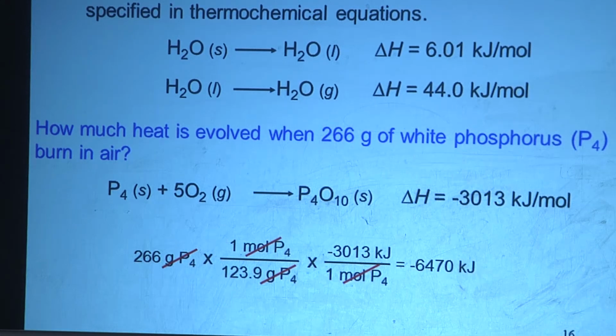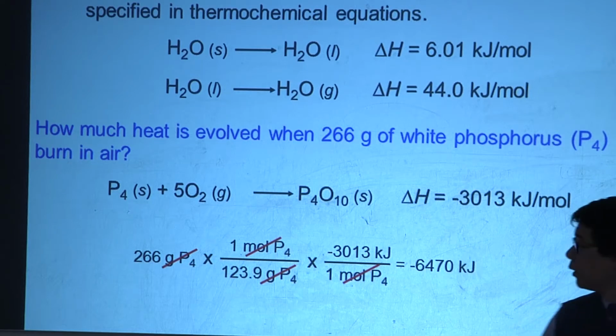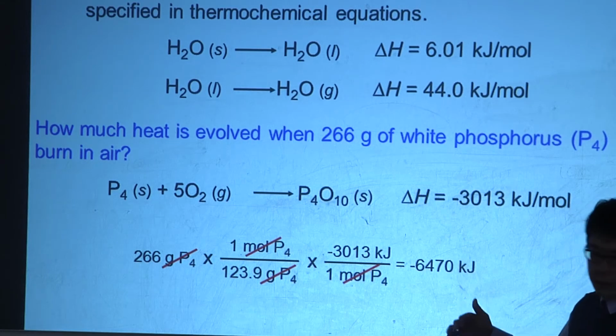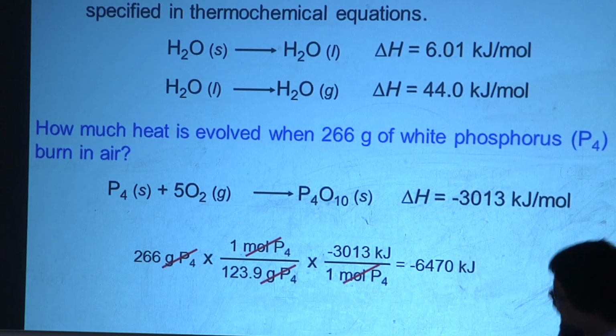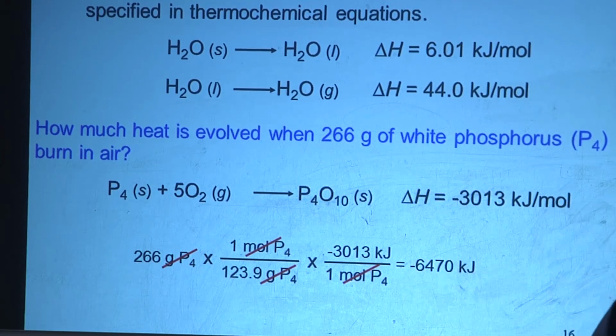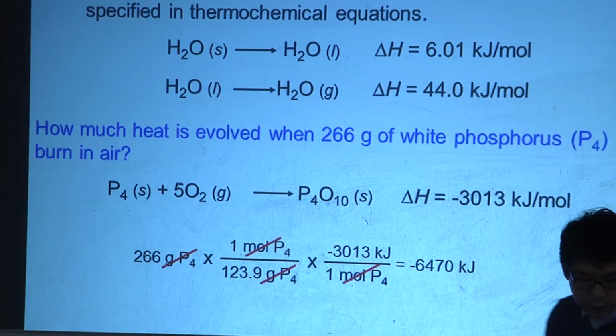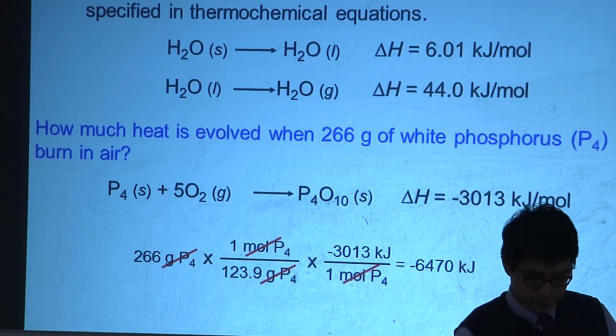How much heat is evolved, or how much heat is given off? When we're talking about how much heat is being given off, we would say 6,470 kilojoules is being given off. Right, the change in heat is negative 6,470.